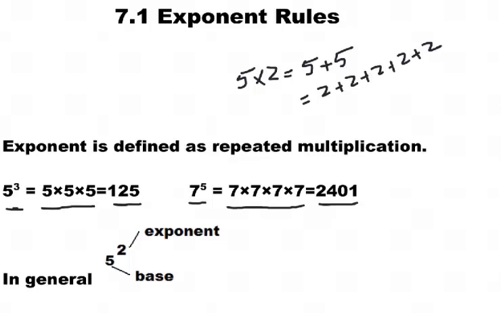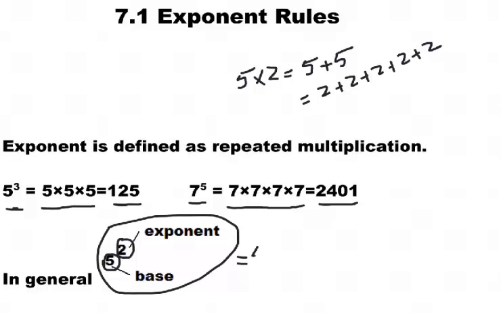In general, we call 5 exponent 2 the power. 5 is defined as the base, and 2 is defined as the exponent. 5 exponent 2 is the same as 5 times 5, which is the same as 25.